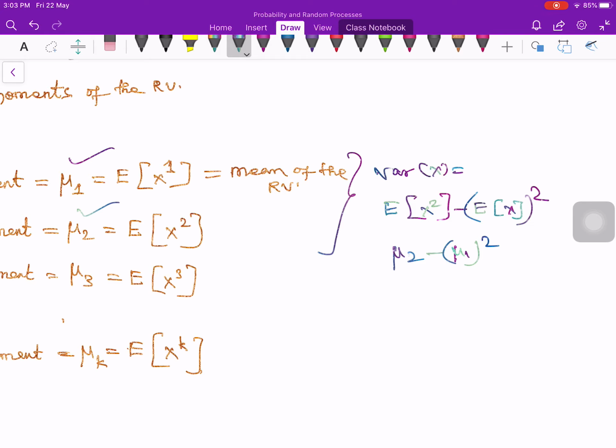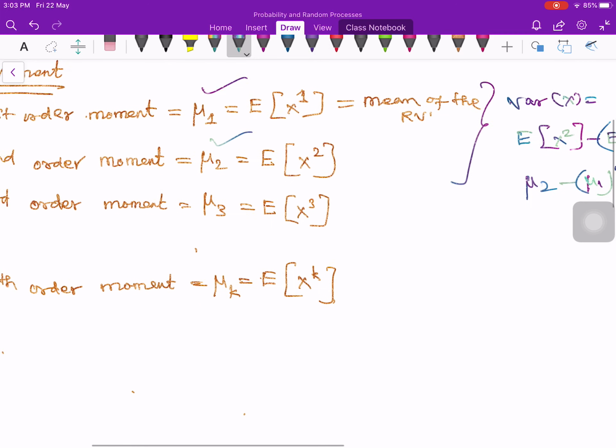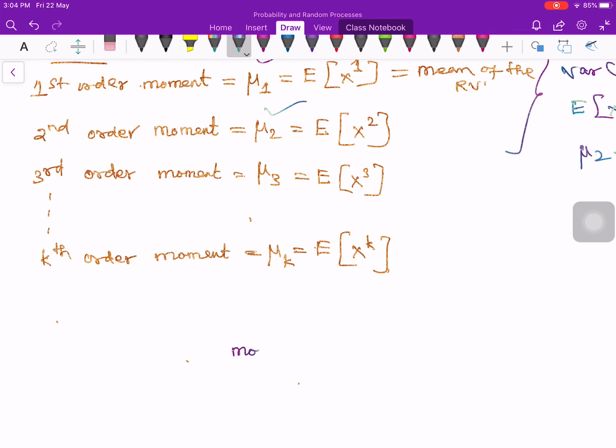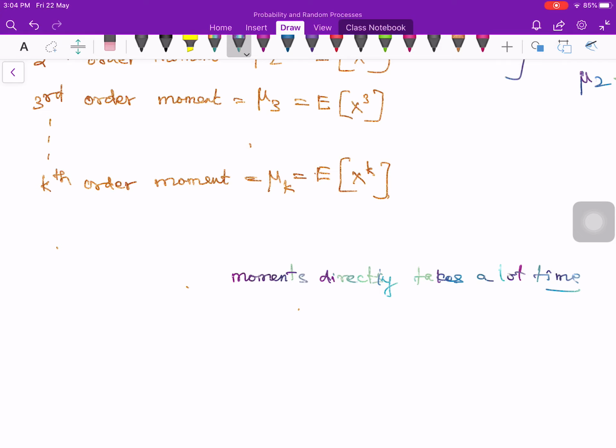So the moments are very important, but computing moments directly sometimes takes a lot of time. Whenever you want to calculate moments directly, it may involve a lot of time, and sometimes it is tedious and cumbersome also. Therefore, the concept of characteristic function is useful. Okay, now let me define the characteristic function, and from that let us see how we can calculate the various moments.